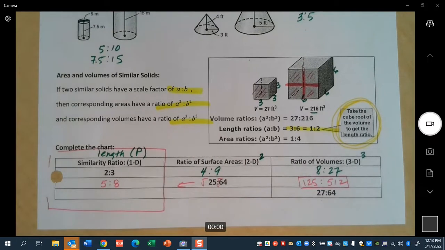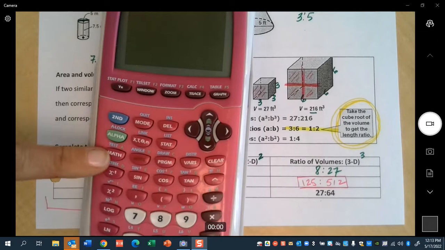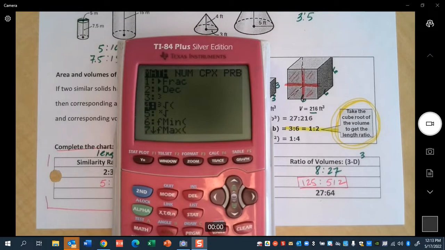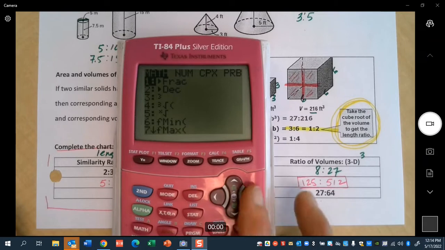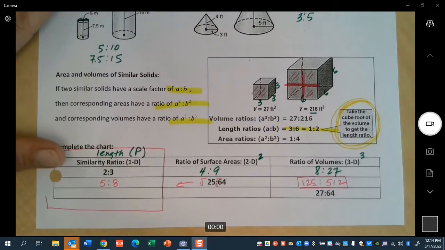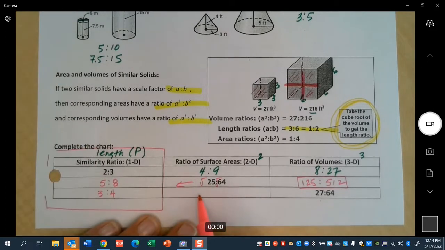When I'm looking at 27 and 64, in case you forgot where your cube root feature was on your calculator, you go to math. And once you're in math, choice 4 is going to be the cube root. And then you type in cube root of 27 is 3. Math, down to choice 4, cube root of 64 is 4. So I know that here I have a 3 to 4 ratio. So what gets filled in on this box here? 9 to 16.